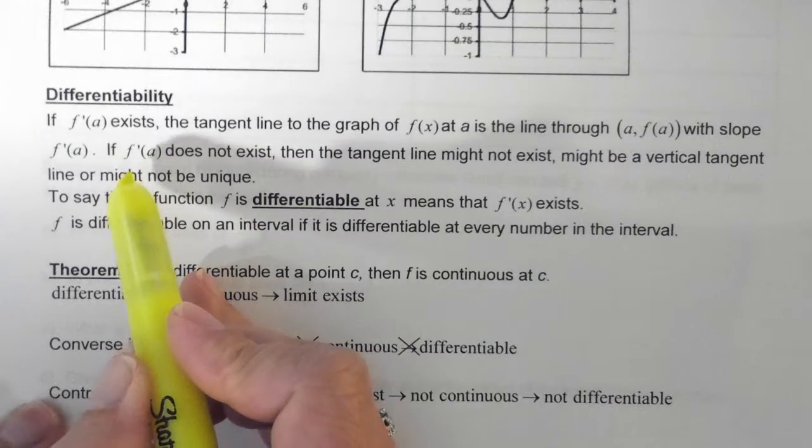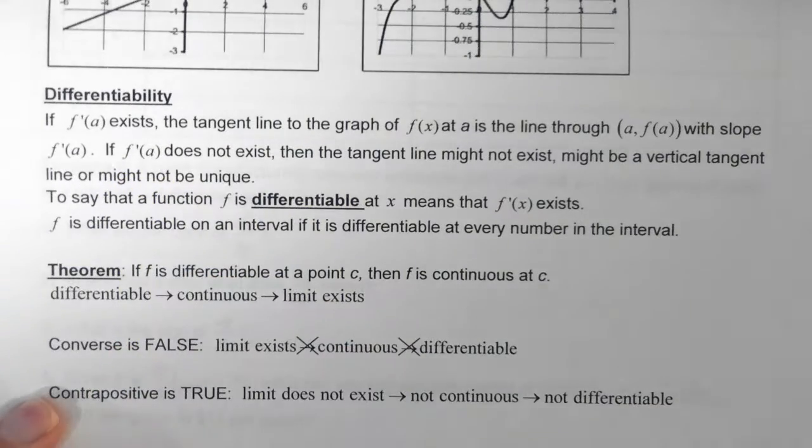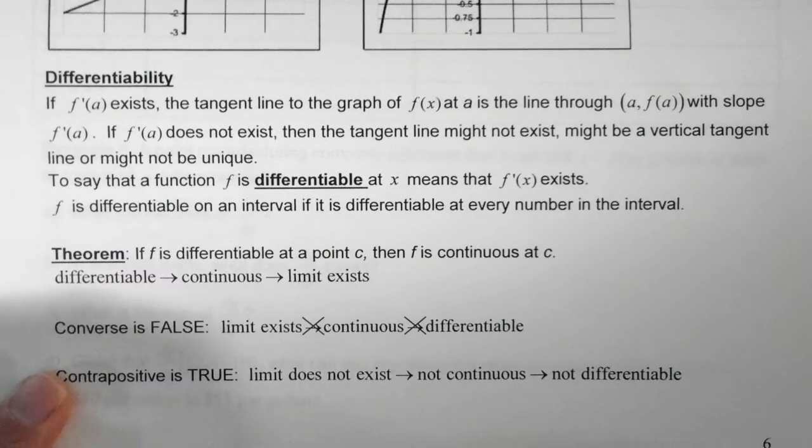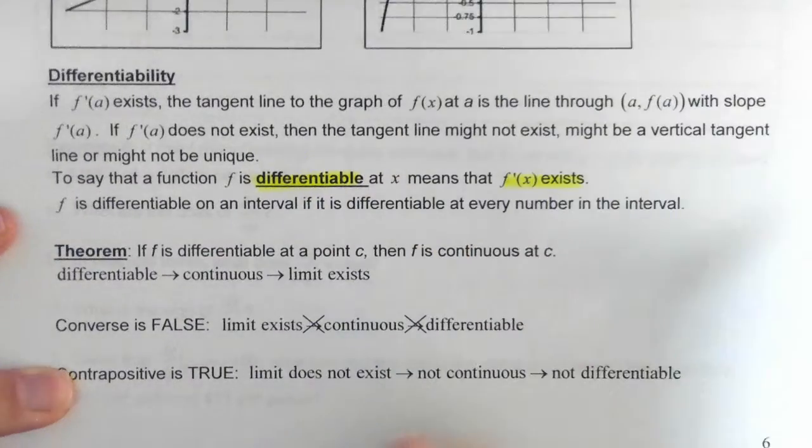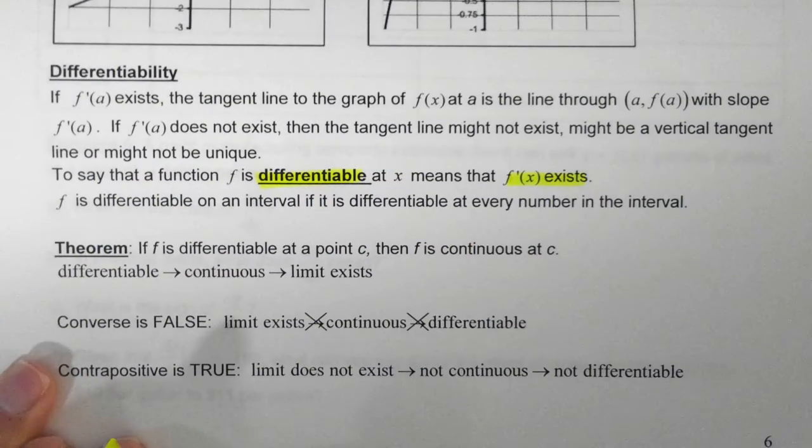Okay, if f prime of a doesn't exist, I gave you a few scenarios in which that might occur. They're saying it could be a vertical tangent line, or it might not be unique, where you have a sharp point or a cusp. To say that a function is differentiable means that the derivative exists. So eventually you are going to see questions that say things like a twice differentiable function. What that means is you can take at least the derivative 2 times.